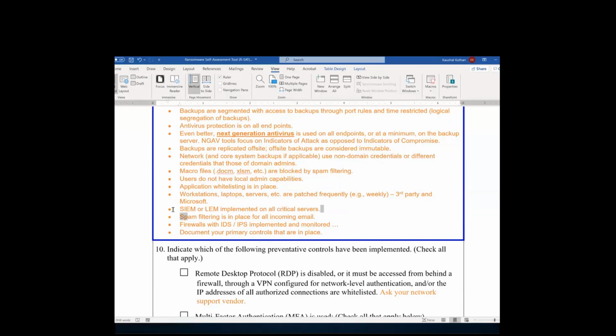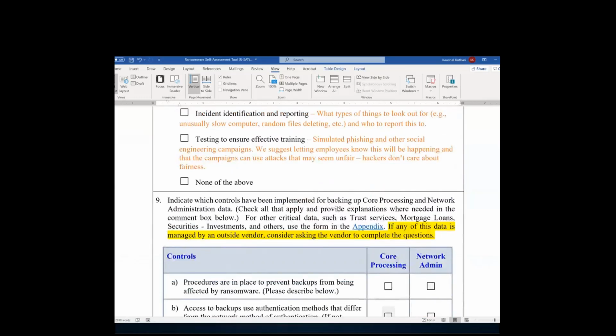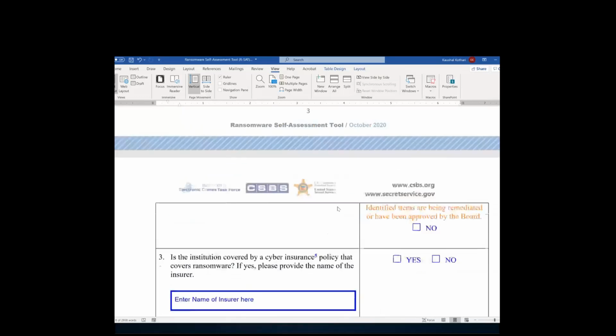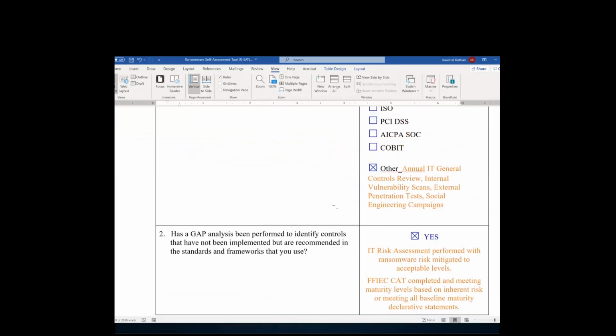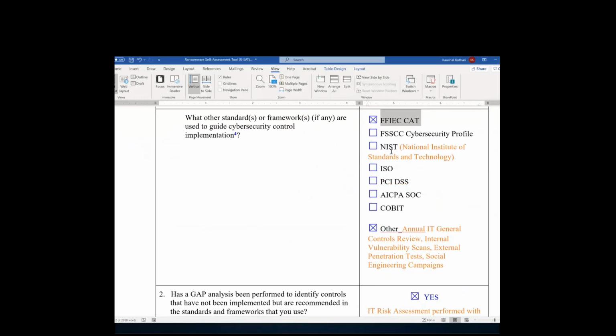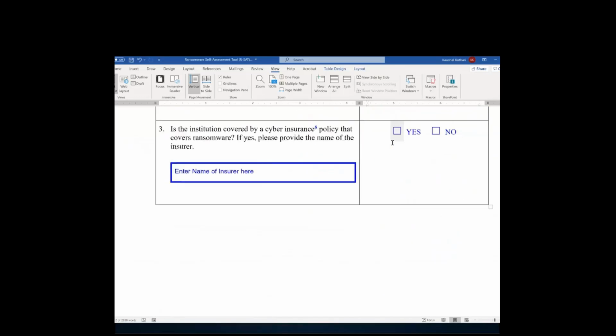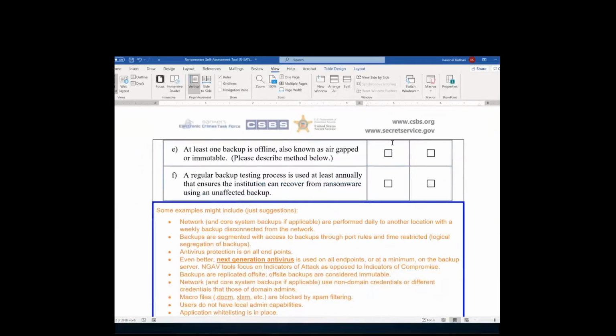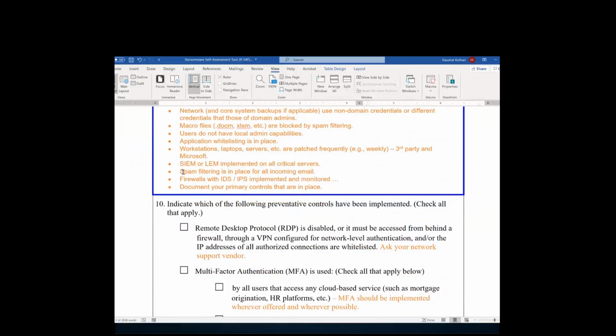And if we go back up to gaps, when we look at that gap analysis question that they had for the FFIEC CAT tool, there are at least 3 or 4 domain items that require some type of SIEM or Windows log event monitoring. It could be either or. So that would be a gap if you don't have one of those in place. And then spam filter is in place for all incoming email. You have firewalls. So just document your controls.